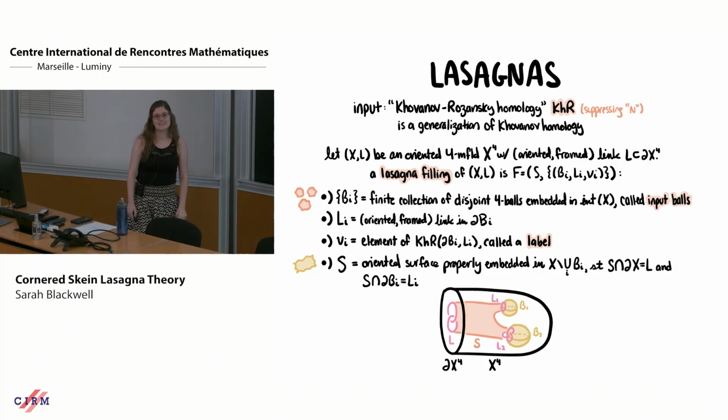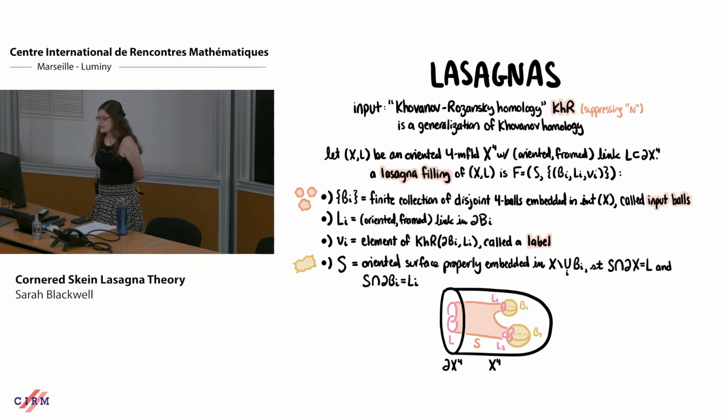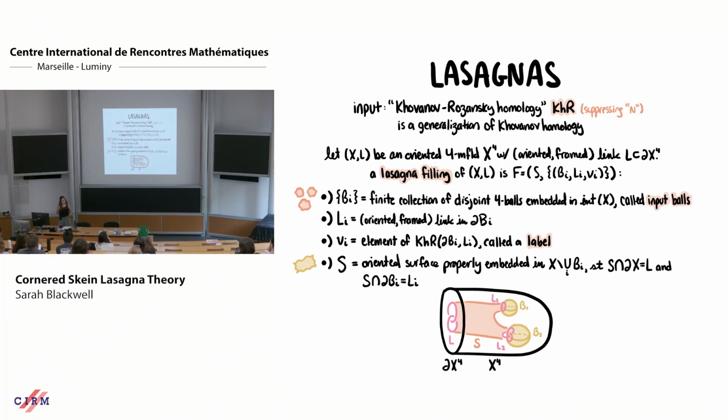Do you have a restriction on the boundary of X4? No, it can be whatever. The point is that we're keeping track of these VIs, and the boundary of these balls are all going to be S3s, and there we know how to calculate this Khovanov-Rozansky homology, so it's okay that the boundary of X4 is whatever. We're compensating for it in this other way.